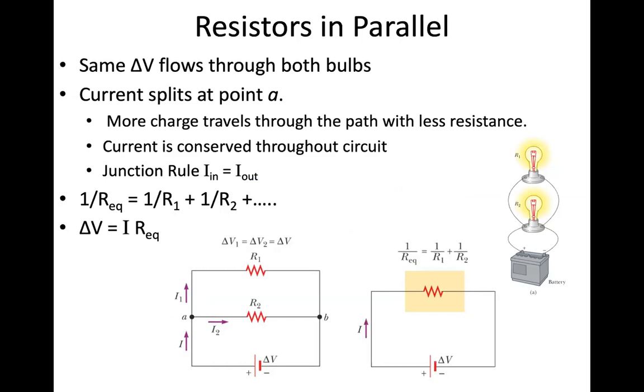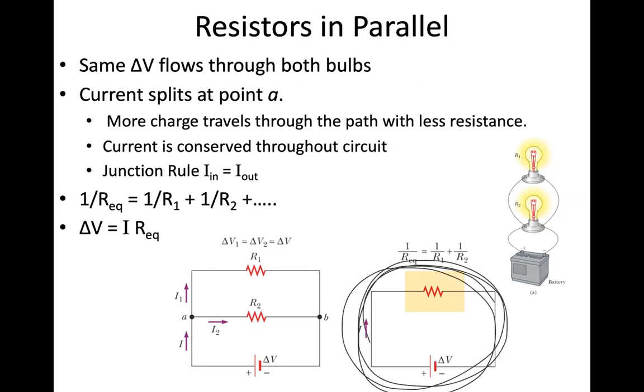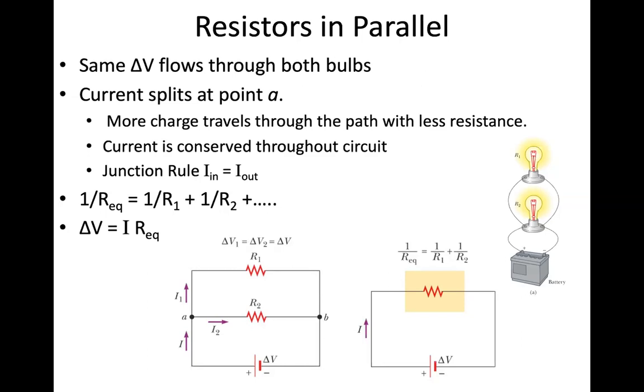So voltage is the same for both of these elements. The current's going to split, and how it splits depends on the resistor. But what happens when I take two resistors like this and I combine them in parallel? What does the equivalent look like? Remember that I'm trying to create a circuit diagram that I can work with that has one equivalent resistance.